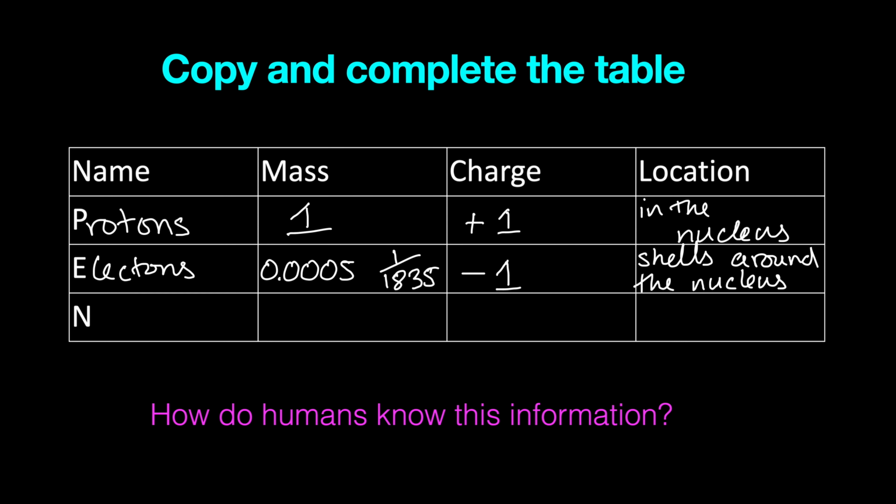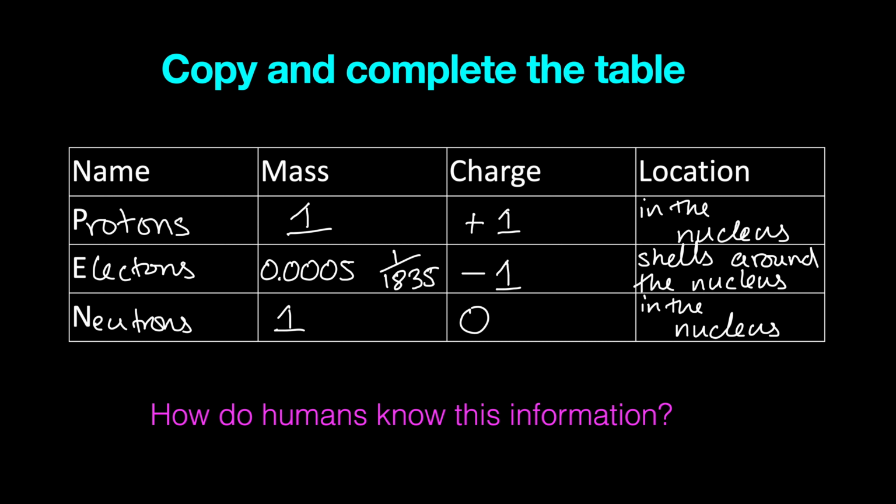And finally, we have neutrons. Like protons, they also have a mass or relative mass of 1. However, they have no charge. They are neutral, so have a charge of 0, and they are also located, like protons, in the nucleus.